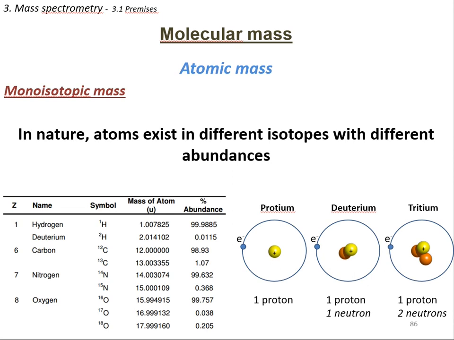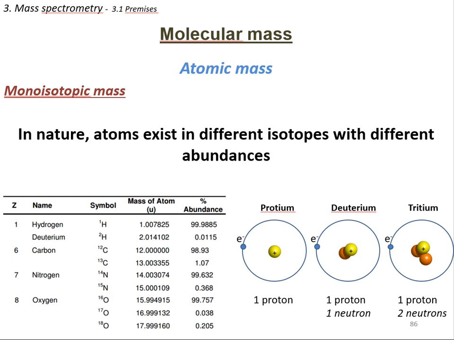Then also we need to consider that in nature, atoms come in different isotopes, which can have different natural abundances. So, for example, carbon is present mainly under two forms, C12 and C13. The abundance of C12 is 98.93%, and the abundance of C13 is 1.07%. So it means that if you analyze a natural molecule, it will contain one atom of C13 for roughly 100 atoms of C12.